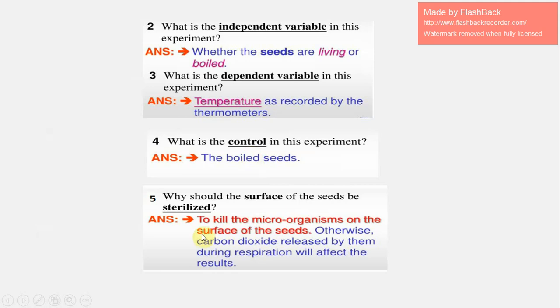Okay. Also, we should sterilize. We should make it hygienic. Why should we sterilize the surface of the seeds before we put them inside the vacuum flask? To kill microorganisms on the surface. Otherwise, the microorganisms are going to respire and release carbon dioxide. So a high amount of carbon dioxide is going to affect the seeds and they cannot germinate or respire properly. Okay, so we need them just to respire. So we have to kill any other microorganisms within the flask.